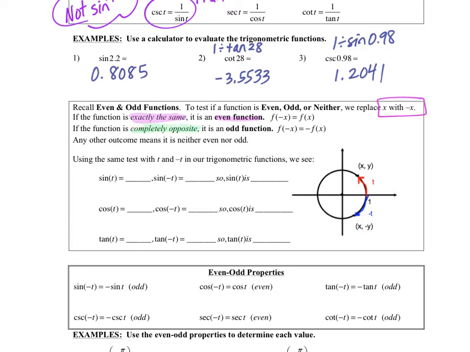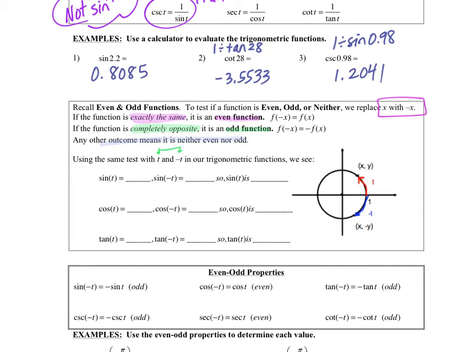When I replace x with negative x, if it doesn't change it, we're good. If it's completely opposite, that's an odd function. This is stuff we've learned before. And if my outcome isn't exactly the same or exactly opposite, then it's neither. So we're going to look at this in terms of sine, cosine, and tangent. Okay, so sine of t. So we're doing this the same, like t is my variable.